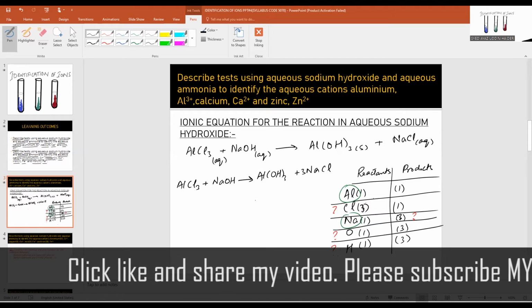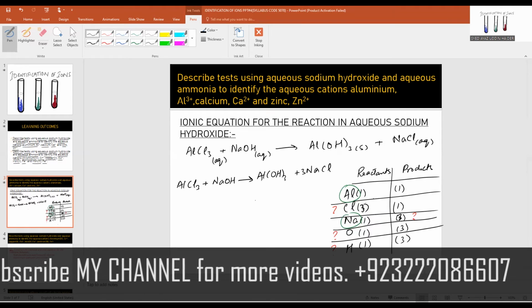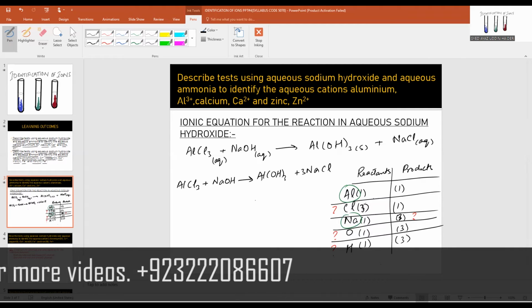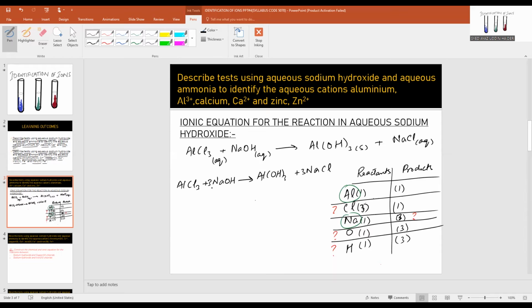Write 3 here. It's 1 on the reactant side. So what if you write a 3 before NaOH? In this way, we'll be able to balance the whole equation. Now the whole equation is balanced. If you want, you can count the number of atoms on each side and find they are balanced. Now write the ionic equation for this reaction.